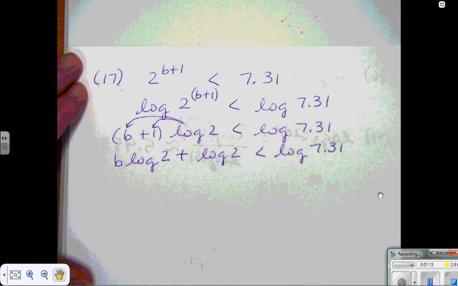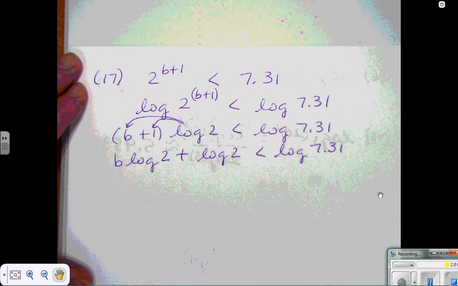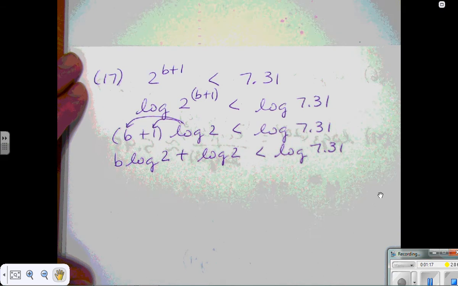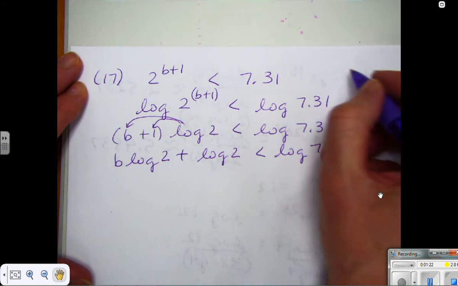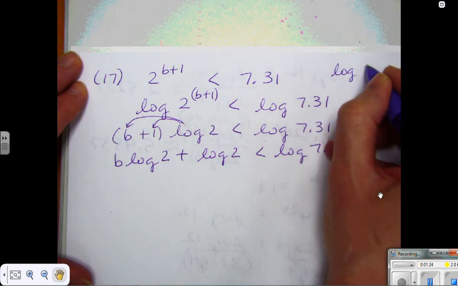You can just move the b plus 1 to the front of it? Yeah, because I'm using one of the properties that we learned from yesterday. When you have an exponent, you can put the exponent in front. It's like, yeah, you remember? Okay, log base.